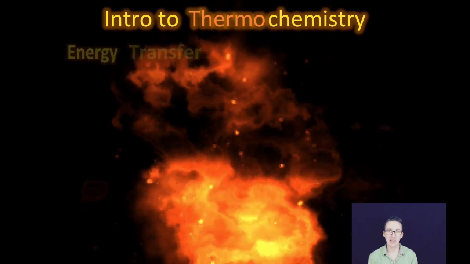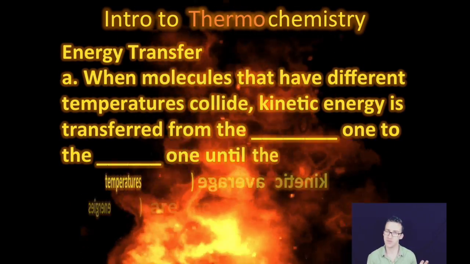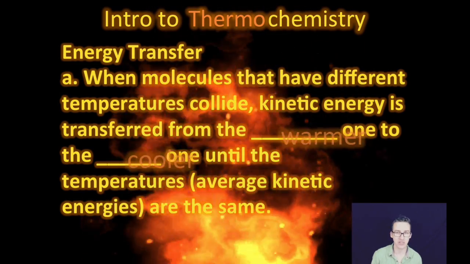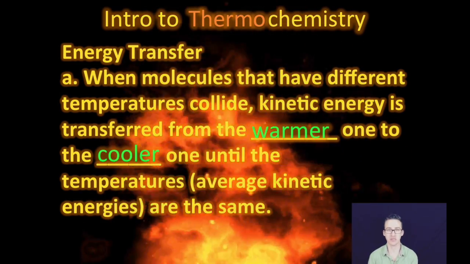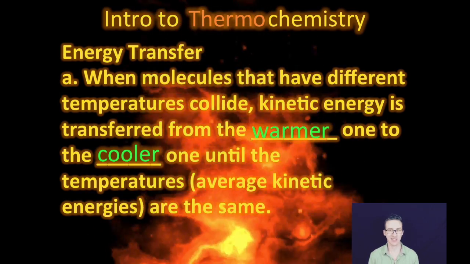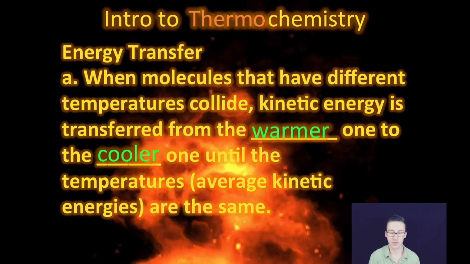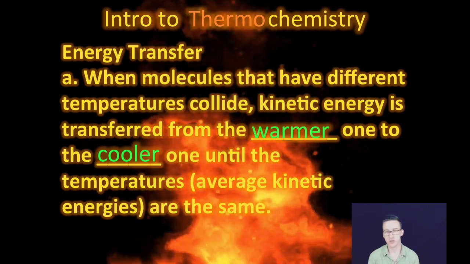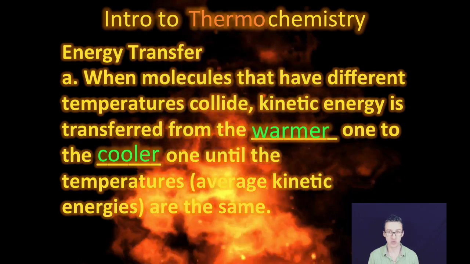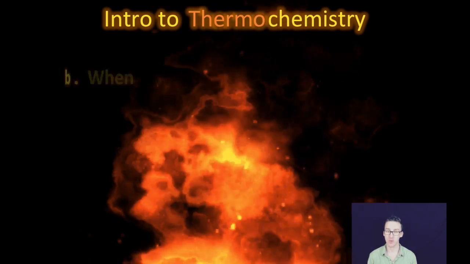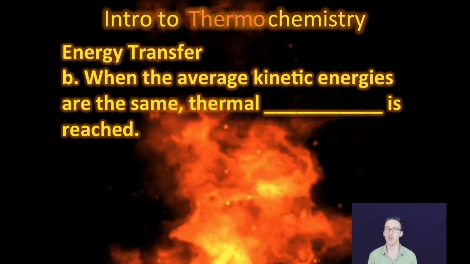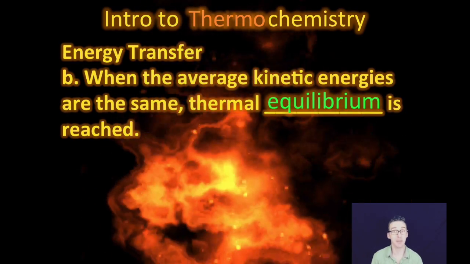And when you have a situation where something has a higher kinetic energy and something else has a lower kinetic energy, and you put those two things together, you need to recognize that the kinetic energy is going to be transferred from the warmer object to the cooler object until the temperatures or the average kinetic energies are the same. And when you reach that point where the average kinetic energies are the same, we call that thermal equilibrium.